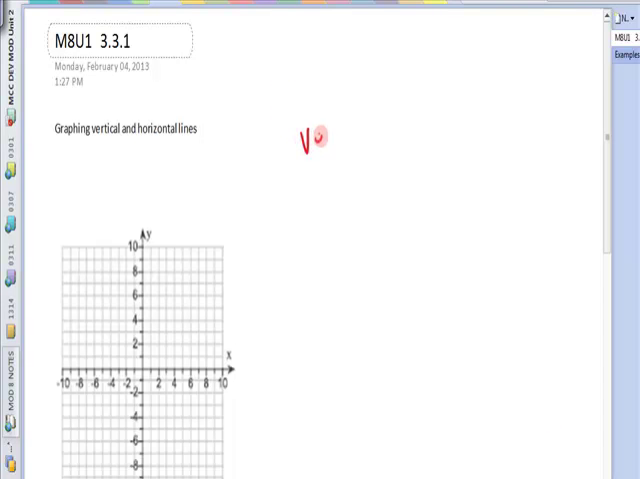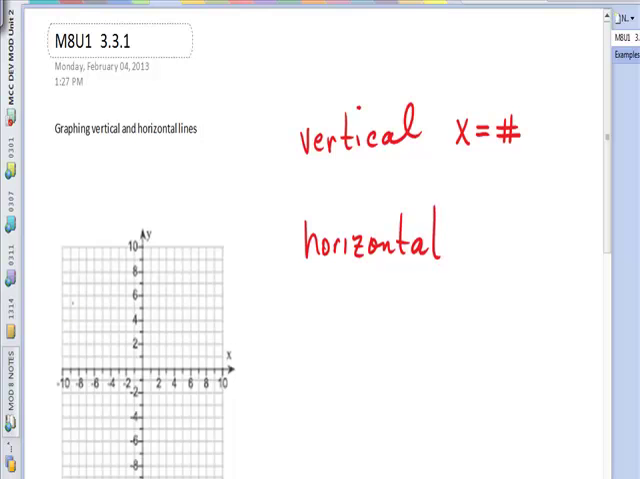First of all, vertical lines cut through the x-axis. They are of the form x equals a constant number. Horizontal lines cut through the y-axis, and they are all of the form y equals a constant number. Although you won't need this information to answer a question in this lesson, let me just remind you that for horizontal lines, the slope is 0. For vertical lines, the slope is undefined.